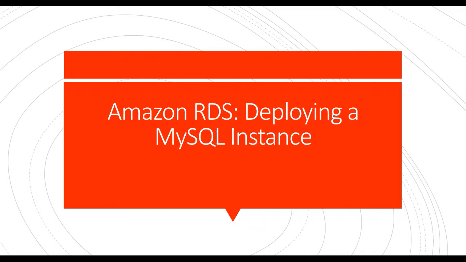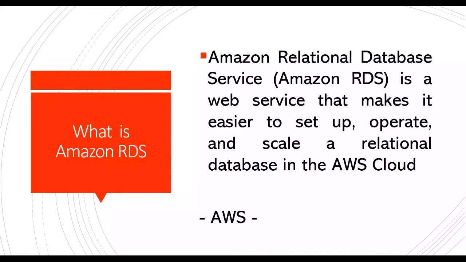We're going to do a walkthrough on deploying a MySQL instance on Amazon RDS. RDS stands for Amazon Relational Database Service. We say it's a web service that makes it easier to set up, operate, and scale a relational database in the cloud. And of course, what better place to get that definition than from Amazon themselves?